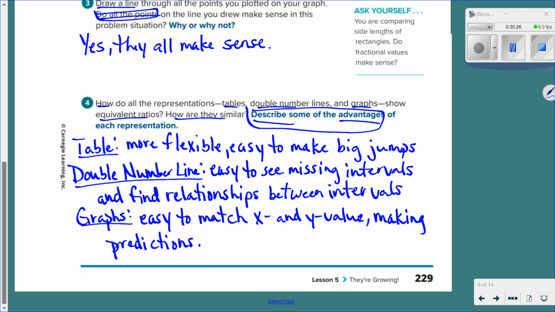Did you get all that written down? That was a lot of writing. It's hard to believe you're just sitting there.